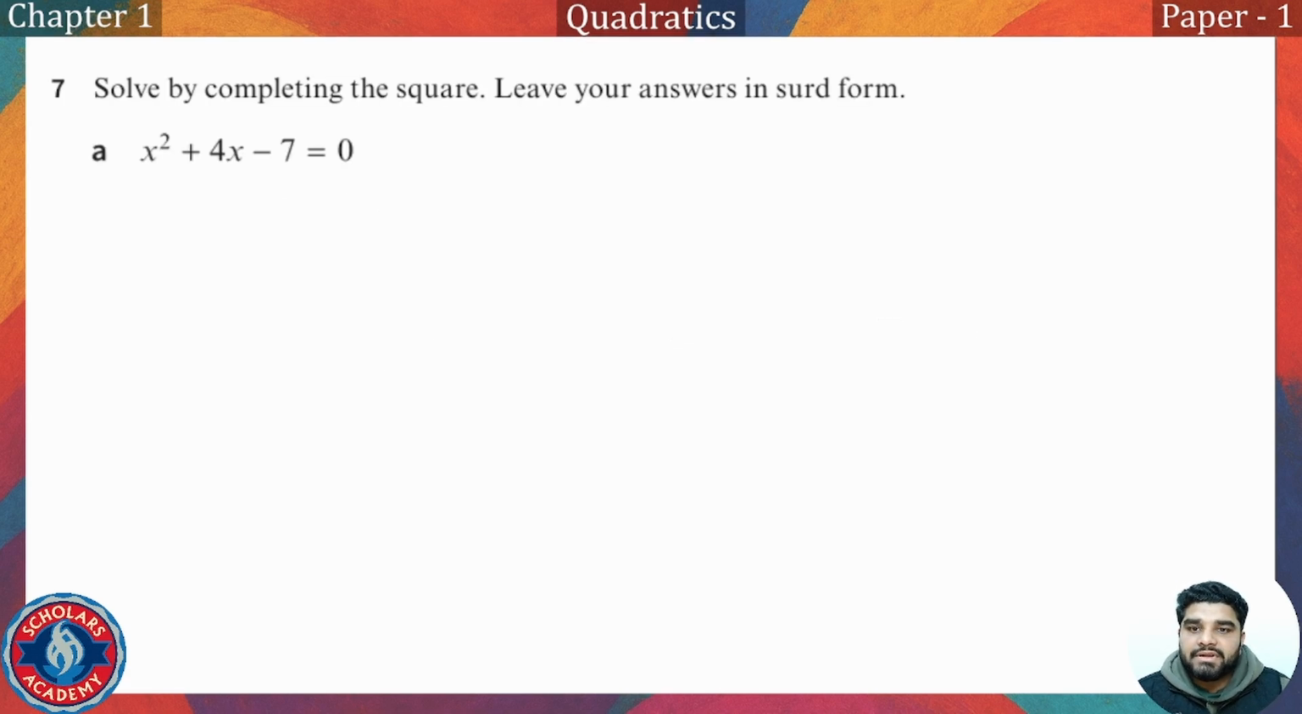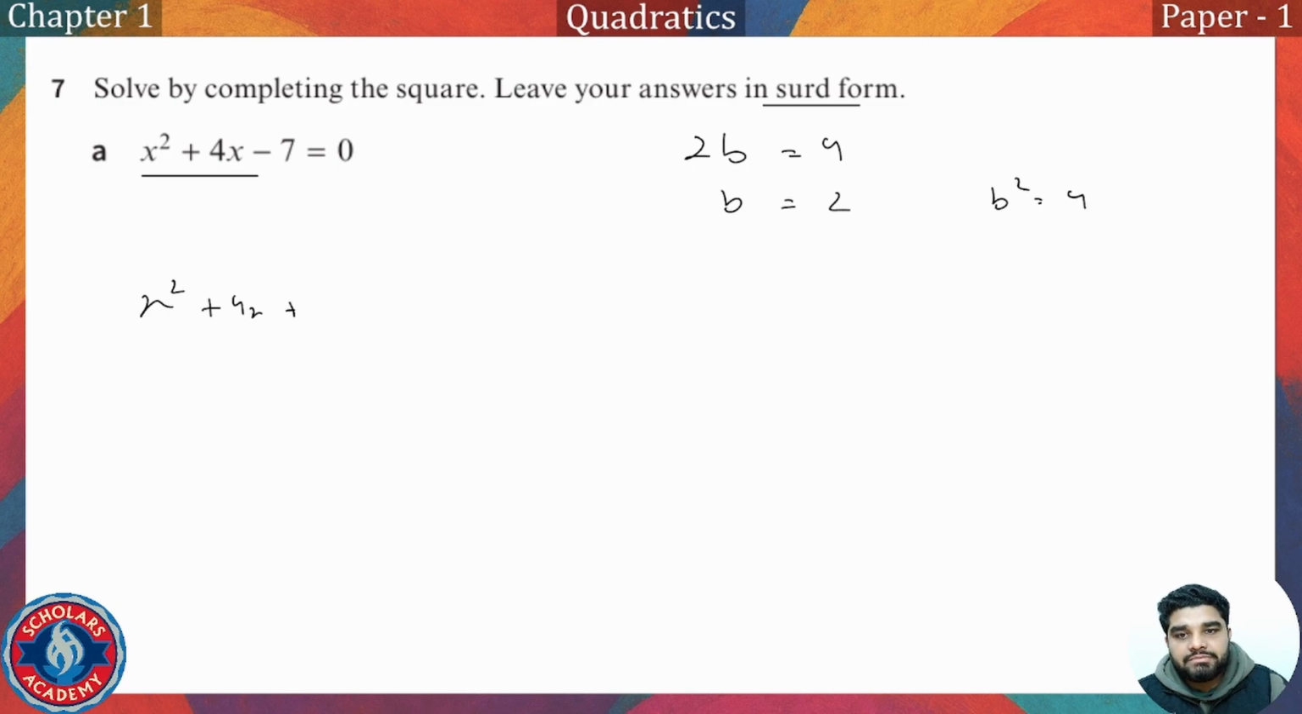So we can get our answer in surds. They are saying to leave them in surds, we don't need to simplify them. Let's start the same way. 2b is equal to 4, b is equal to 2, so b² is equal to 4. We'll add and subtract that.